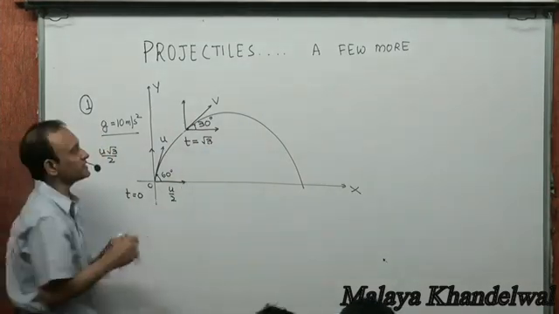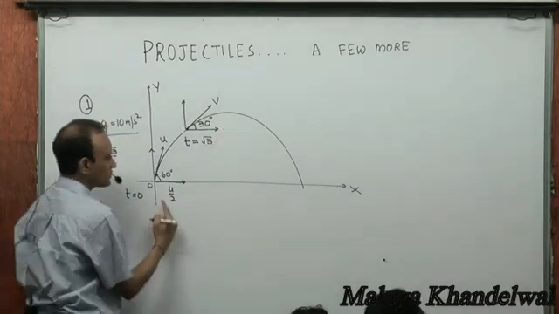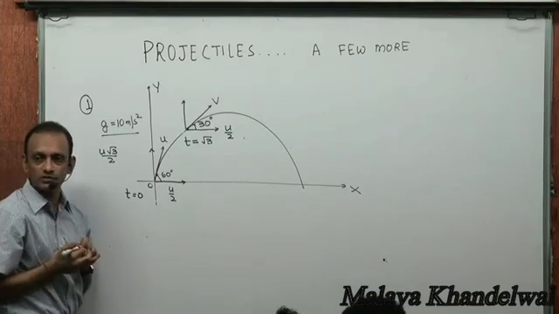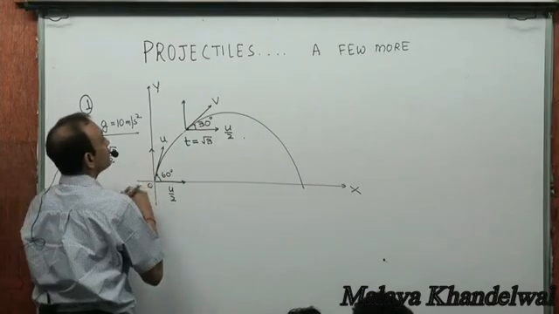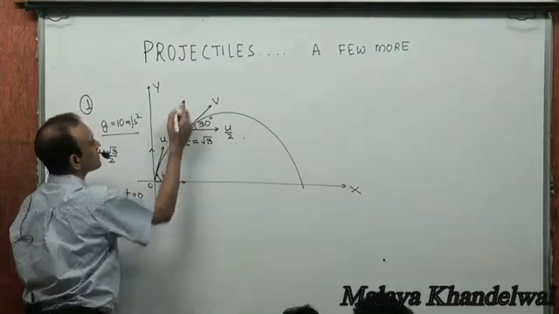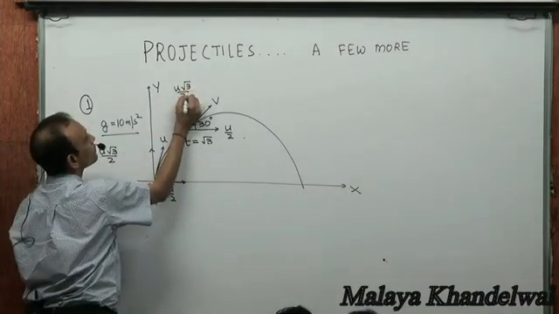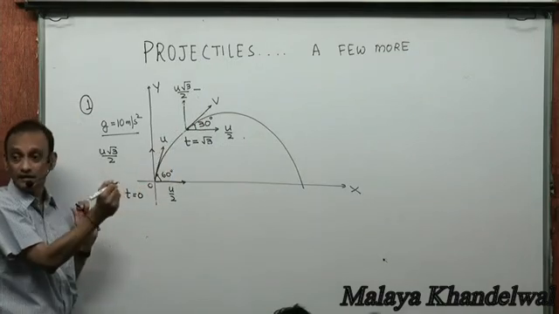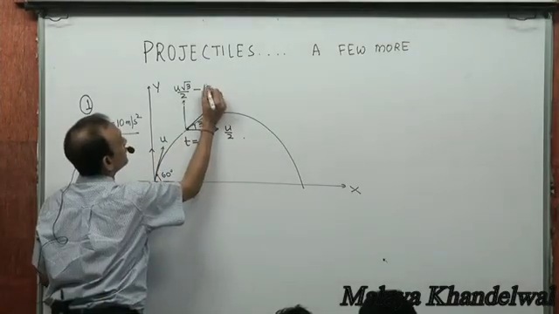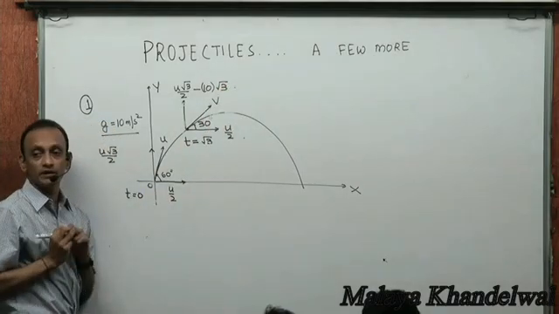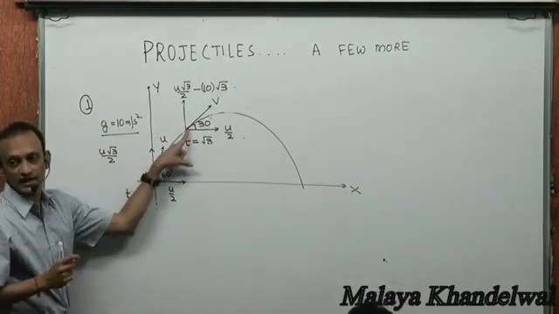Root 3 seconds later, what happens to its horizontal velocity? That remains u by 2. Horizontal velocity remains u by 2, and its vertical velocity root 3 seconds later becomes u root 3 by 2 minus gt. That means 10 into root 3, g is 10 into root 3. That happens to be the vertical component of velocity root 3 seconds later.